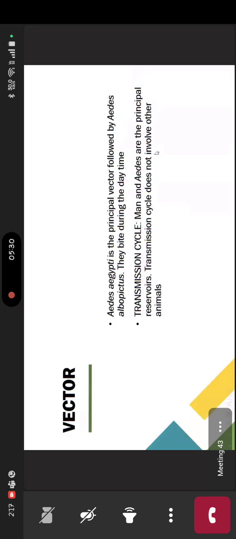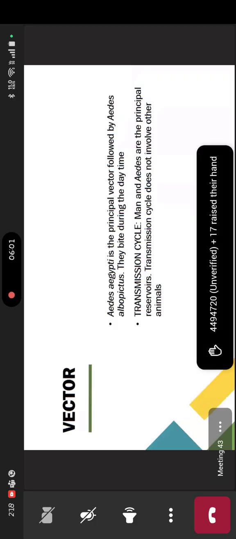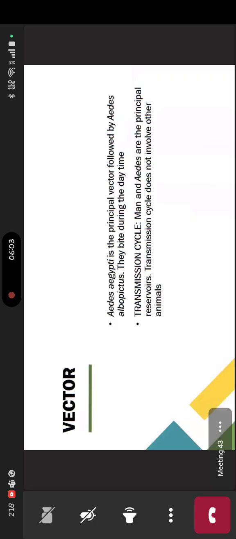So in case of the dengue virus, if I'm talking about who is responsible for the transmission and who is involved in the life cycle or the transmission cycle, only man and the mosquito, which is the Aedes mosquito, is the principal reservoir. They are the only ones involved in the transmission cycle. No other animal is involved, only a mosquito and a man, right, students? So this is about the vector and transmission cycle of the dengue virus.